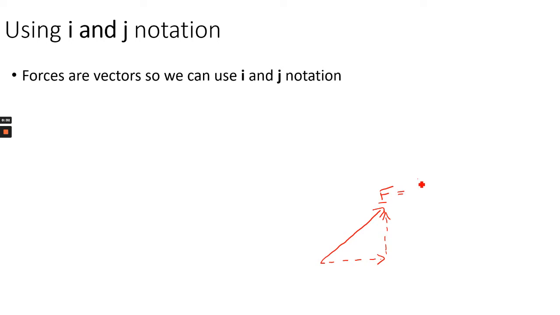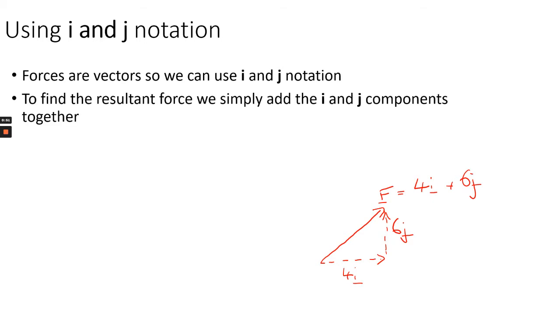If I know that a force is 4I plus 6J, then clearly my horizontal component is 4I and my vertical component is 6J. So it makes it really, really nice and easy to split a force into different component vectors. I also need to know that to find a resultant force, I can just add my components together. It's a vector sum.